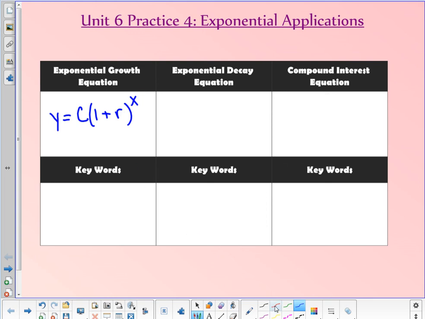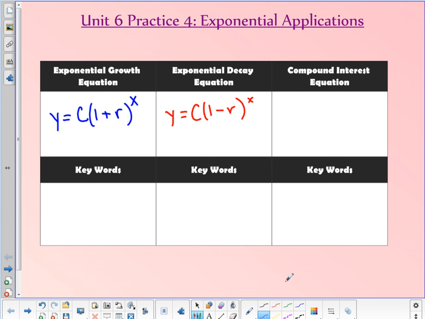For exponential decay, I'm looking at the equation y equals c times 1 minus r to the x power. So now I'm looking at decay, so it's considered a decay rate because it's subtracted from 1. So it's going to be less than 1. This one's going to be greater than 1. This one's going to be less than 1.